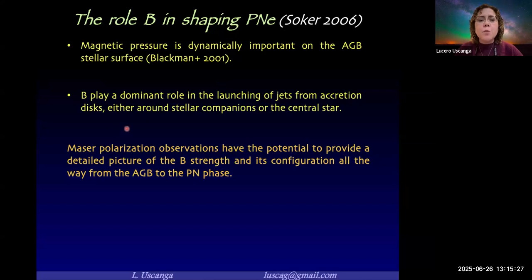About the maser emission, we have seen that we can carry out maser polarization observations, and they have the potential to provide a detailed picture of the magnetic field strength and its configuration all the way from the AGB to the planetary nebula phase, as we are going to see in the following slides.